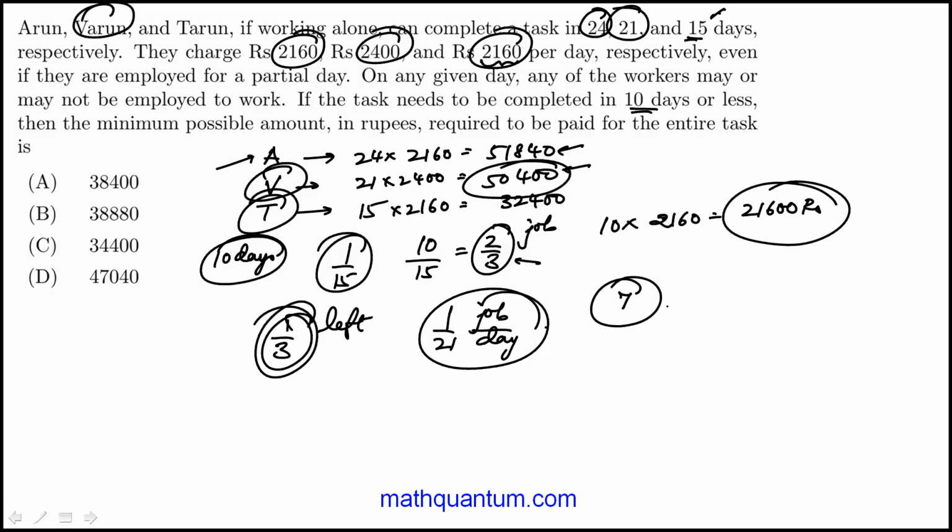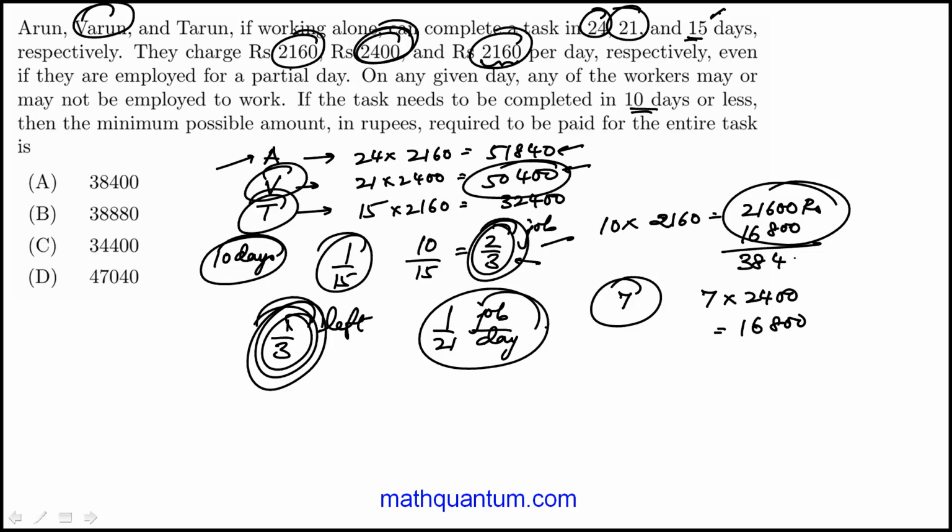So if we just have Varun do work for 7 days, that would complete the job because he would have done 1/3 of the remaining job and 2/3 is already completed. So the cost would be Varun's daily cost, which is 2,400 times 7. So that's 2,400 times 7, 16,800. And I just have to add these two, which would be 38,400 rupees, which is choice A.